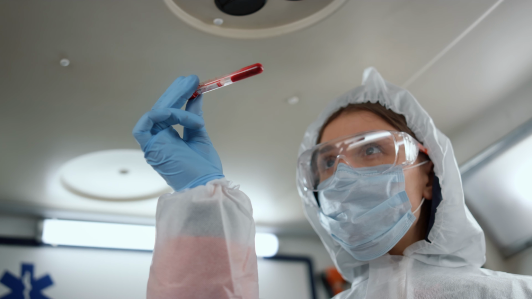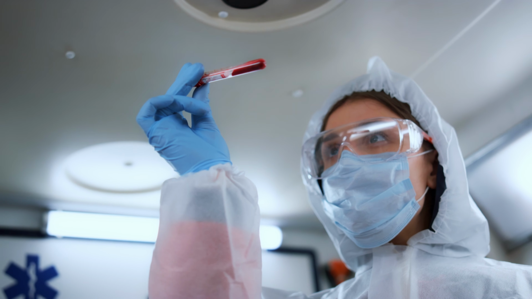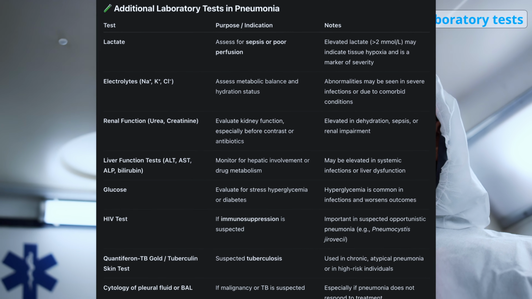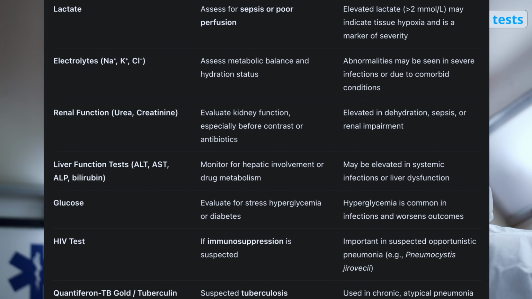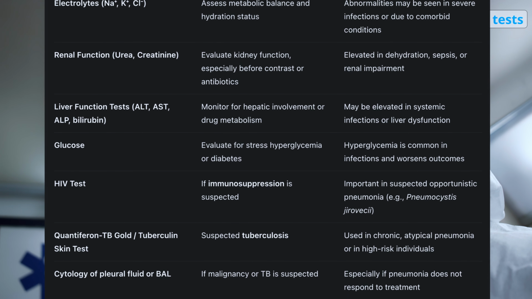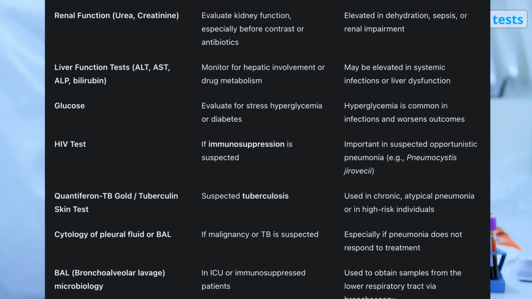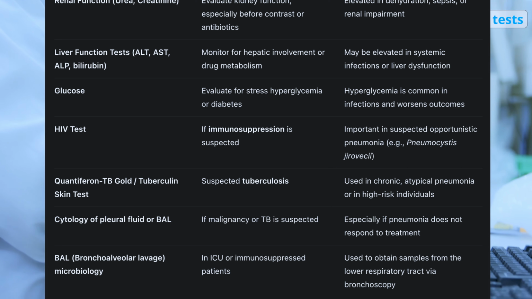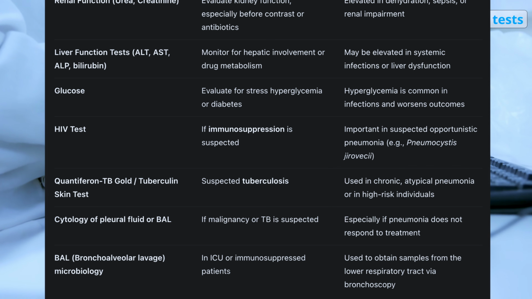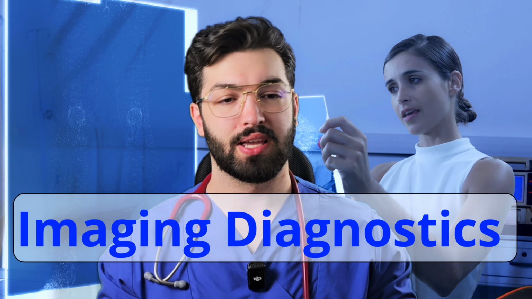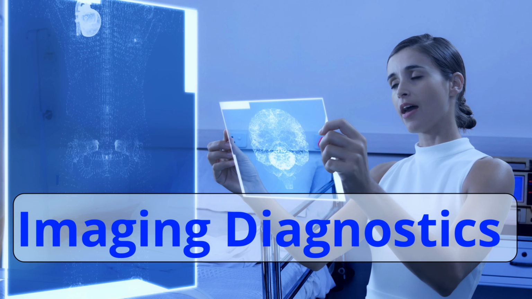Additionally, there are a couple more laboratory tests in pneumonia we can use. For example, lactate, electrolytes, renal function, liver function, glucose, HIV tests, cytology of pleural fluid, and BAL, or bronchoalveolar lavage. Good. Ready for imaging? Imaging is essential.